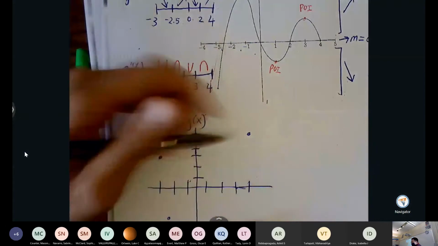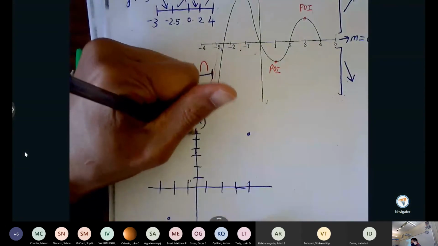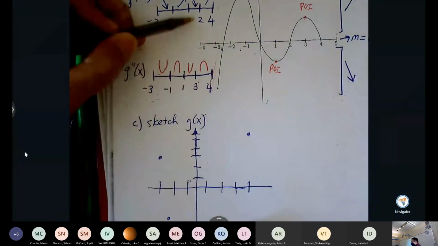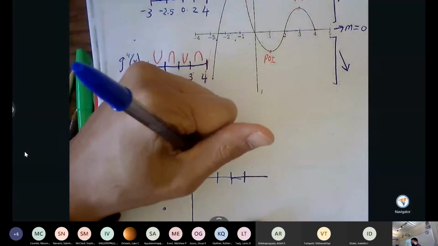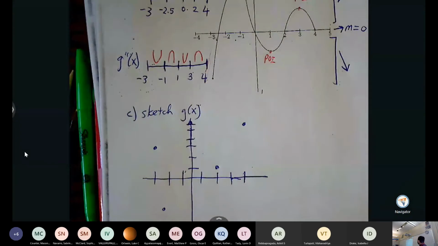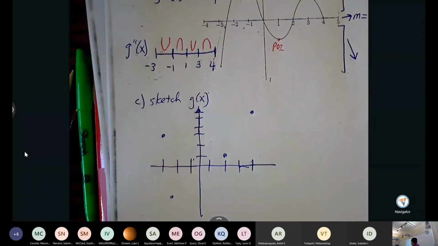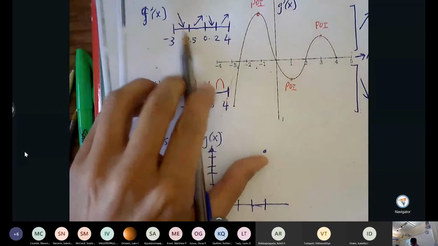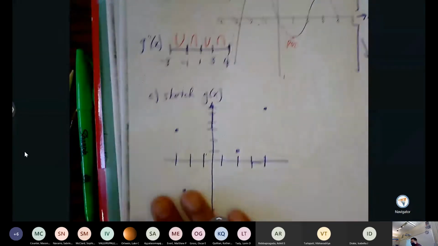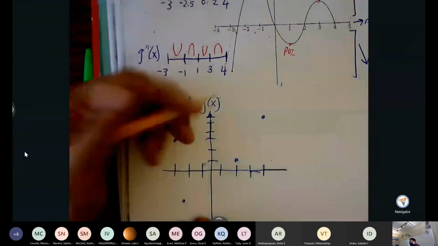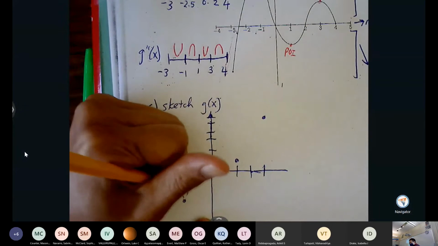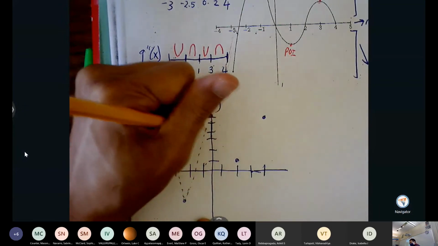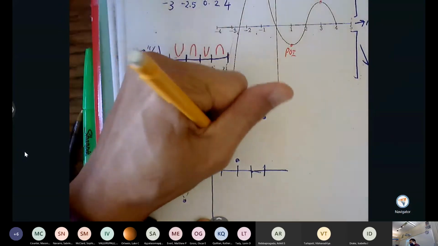Relative max is at 0. So some point a little bit higher. And then relative minimum at 2. So I'll pick a point a little bit lower. But what I'm really after is the slope patterns. I want the slope patterns to match. So decrease to relative min. I don't care about my concavity just yet. Rises to my relative max, falls to my relative min, and rises again.